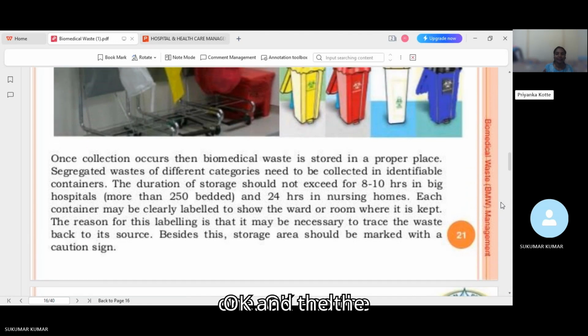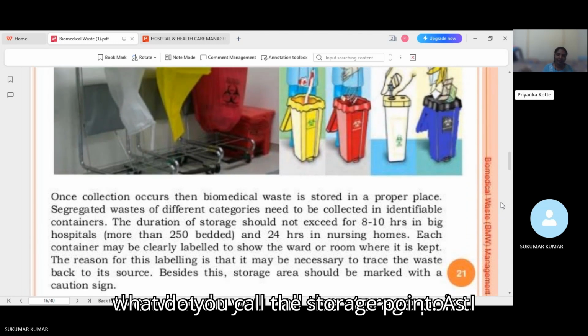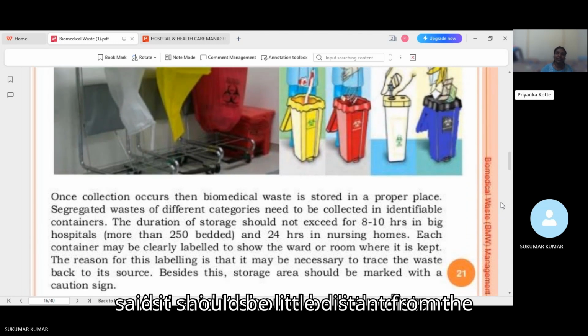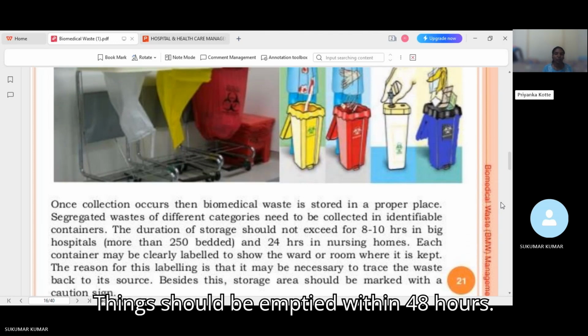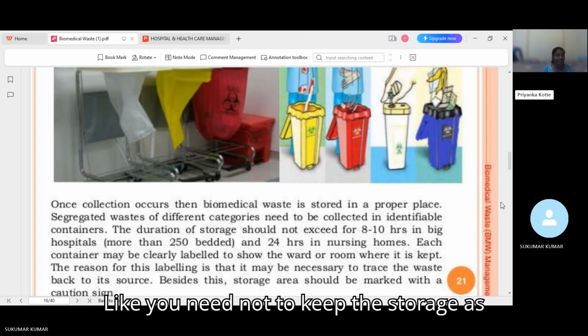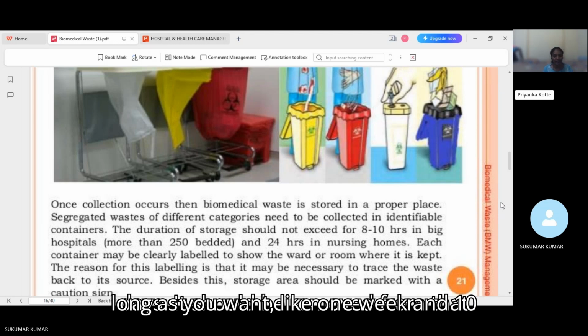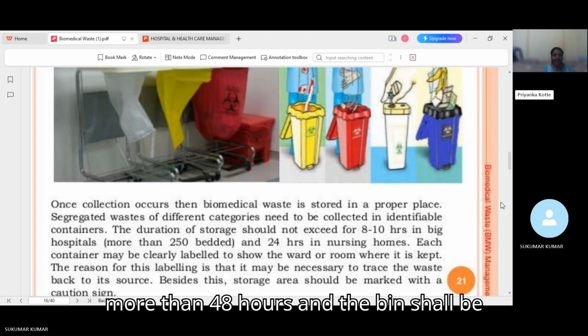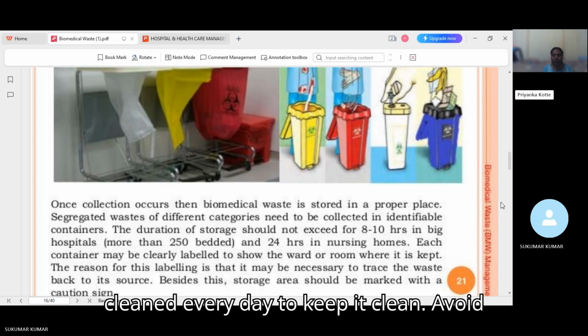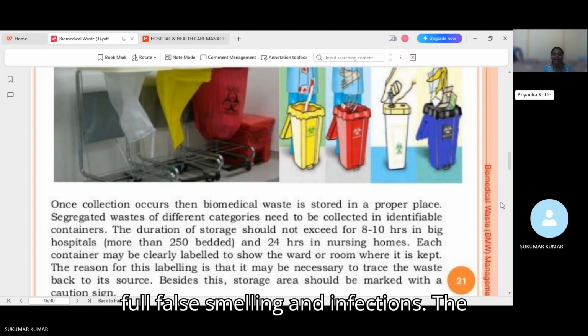Okay, and what do you call the storage point? As I said, it should be a little distant from the hospital, so that the waste should be emptied within 48 hours. You need not keep the storage as long as you want, like 1 week or 10 days. It should be removed from that place within 48 hours. Should not be more than 48 hours. And the bin shall be cleaned every day to keep it clean, avoid foul smell and infections.